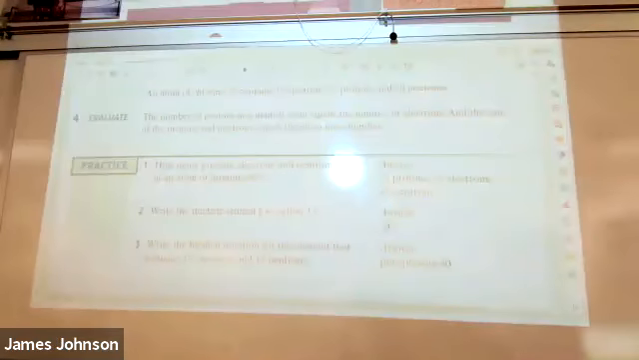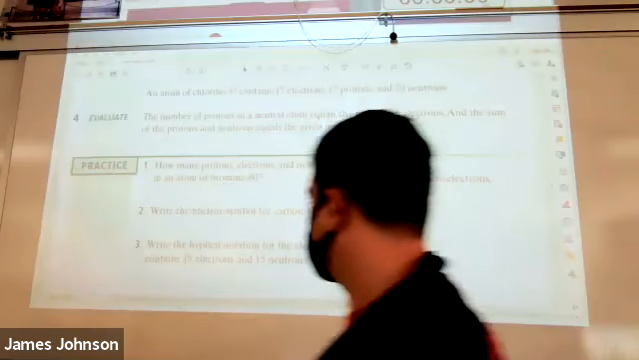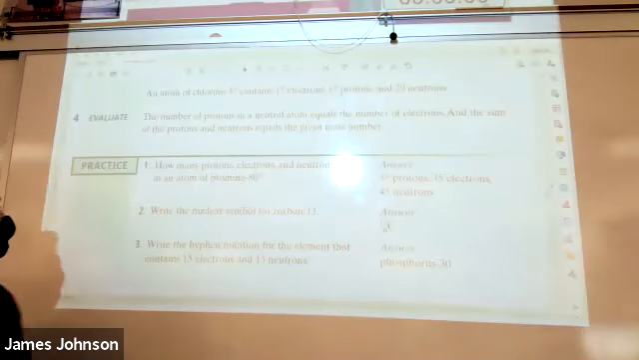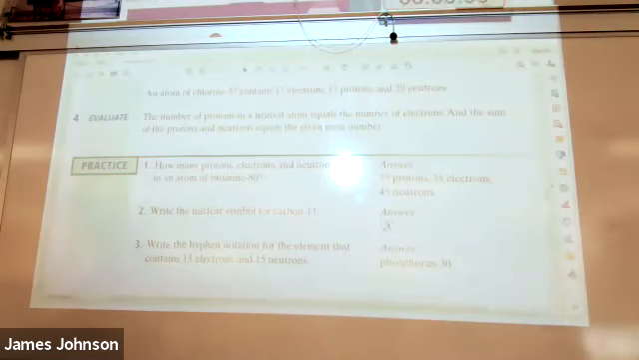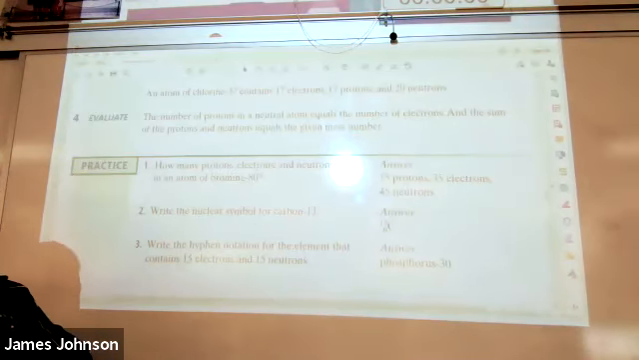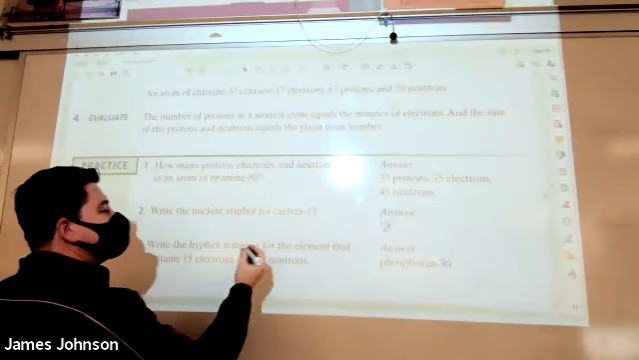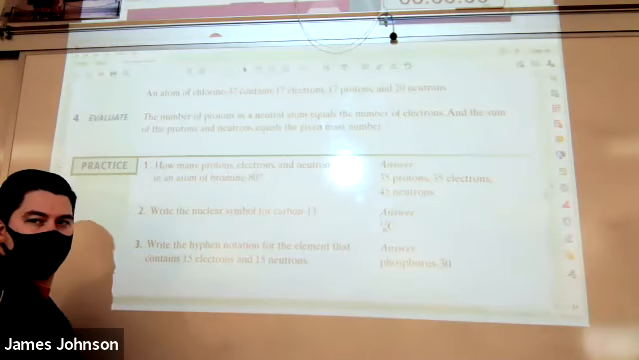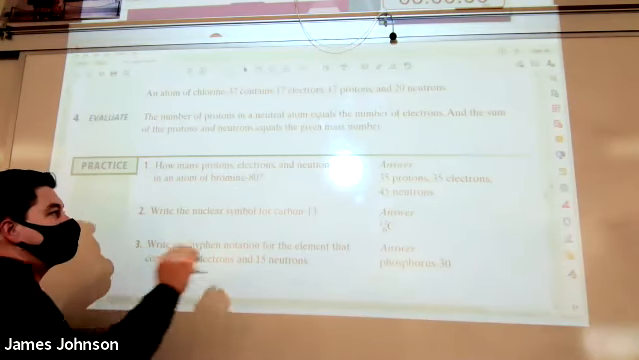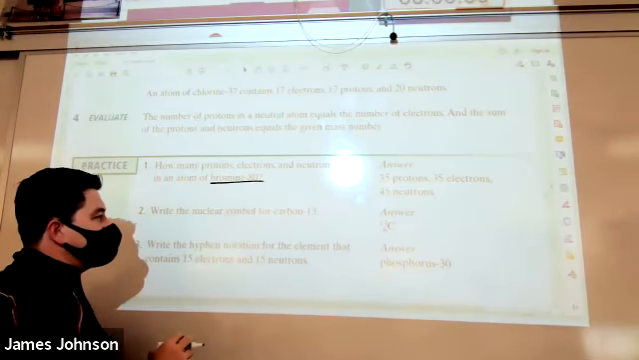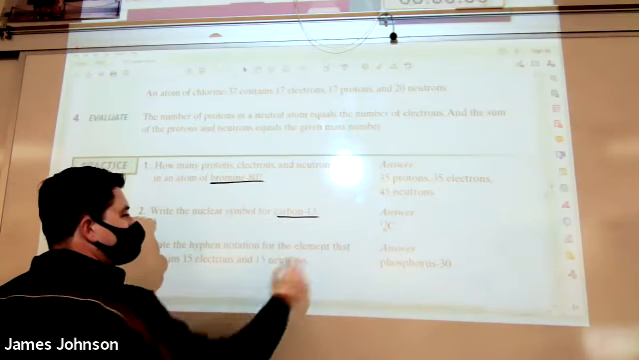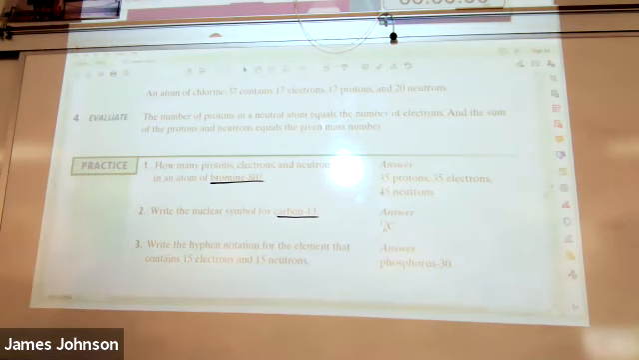Practice problem number two. Write the nuclear symbol for carbon 13. Nuclear symbol. Okay, right now we've been given hyphen notation twice. Up here, number one, that's hyphen notation. And now here, number two, hyphen notation.